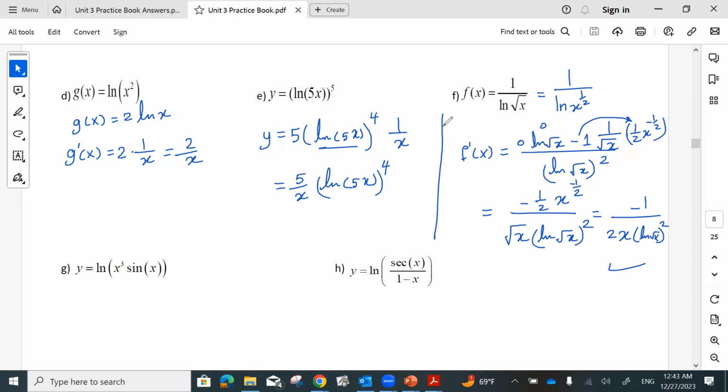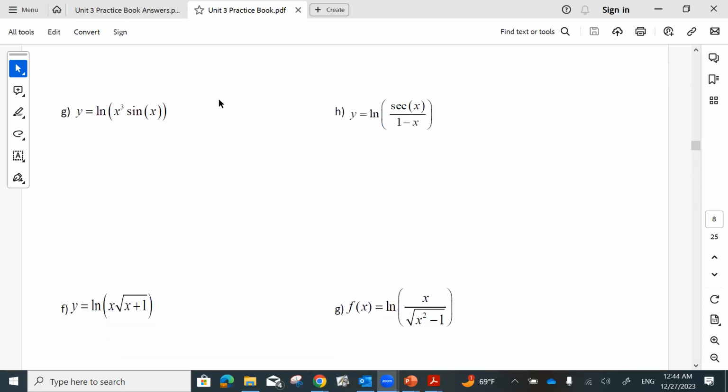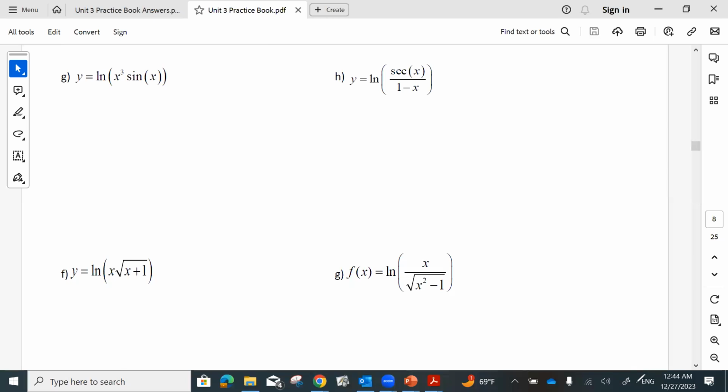Okay, the next question is ln x cubed plus ln x cubed sin x. First of all, you just have a product, you can rewrite it, ln x cubed plus ln sin x first. Okay. So rewrite again, 3 ln x plus ln sin x, this is the simplest form. This still I'm writing the function.